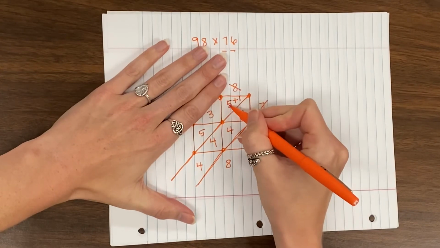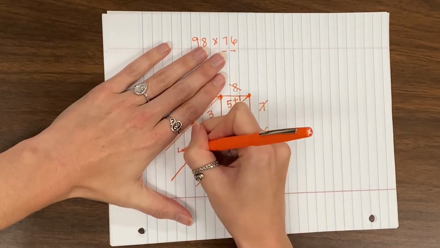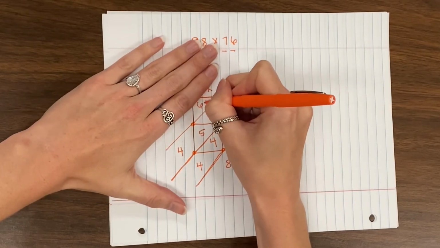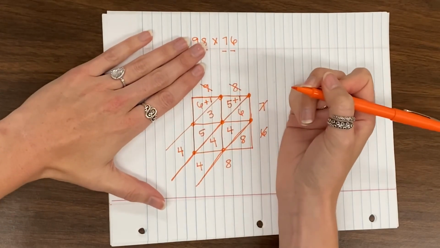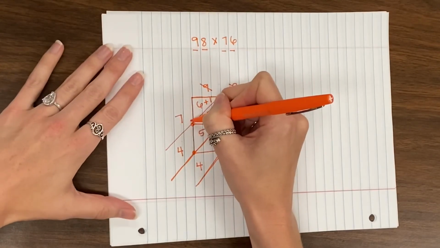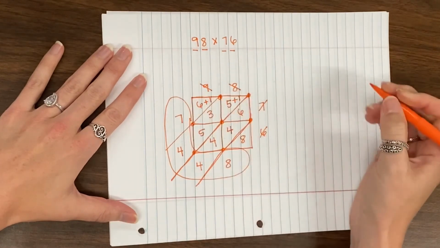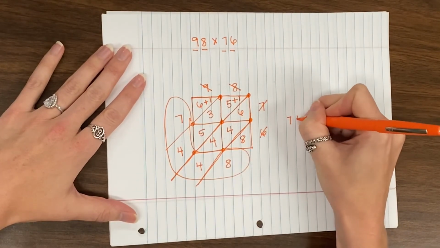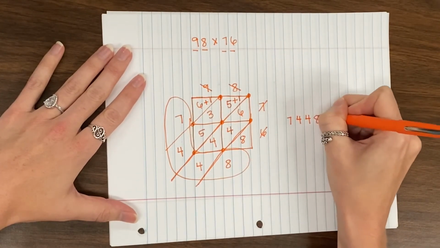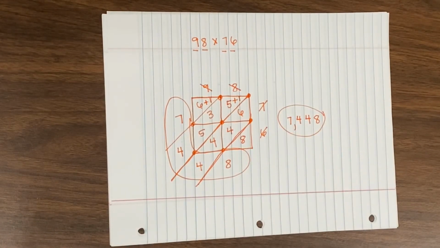5 plus 1 is 6, plus 3 is 9, plus 5 is 14. Again, carrying that 1 to the next place. 6 plus 1 is 7. I'm going to circle my answer and rewrite. So 7, 4, 4, 8 for a product of 7,448.